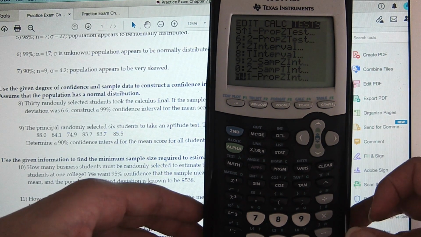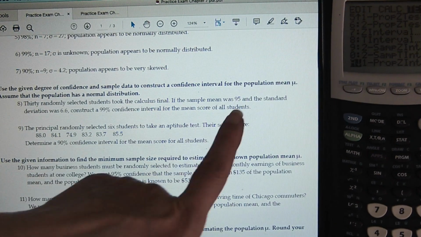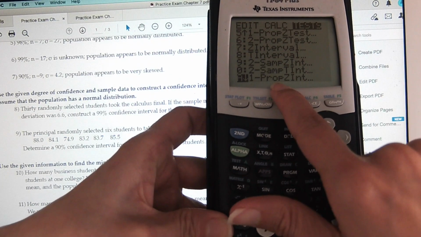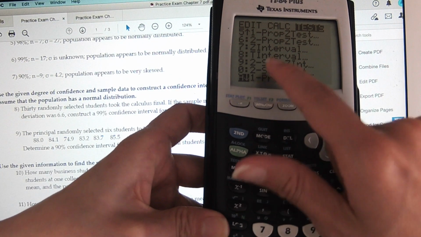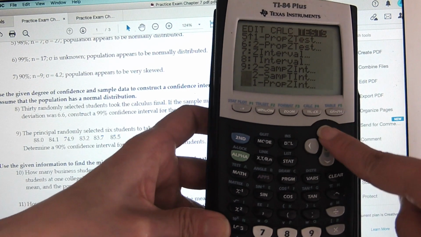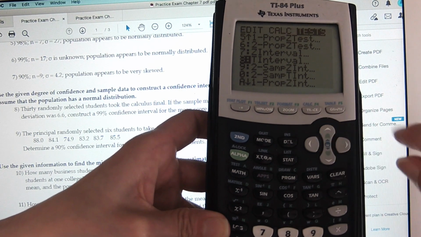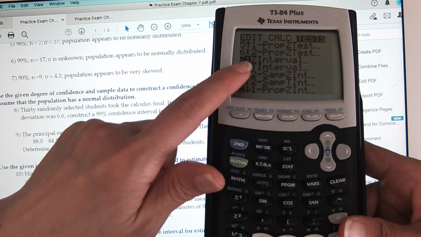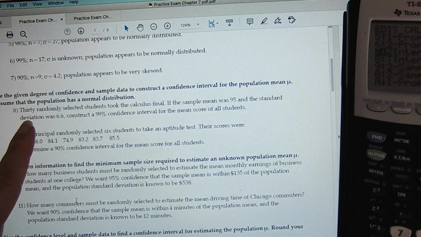Okay, so that's why you have to read the questions carefully. It's gonna be the population mean, so that means it's not the proportion. I'm not gonna use A. It's gonna be Z interval or T interval. How do you choose? Z or T, right? You're gonna use Z if we are given the standard deviation. Do I have a standard deviation?